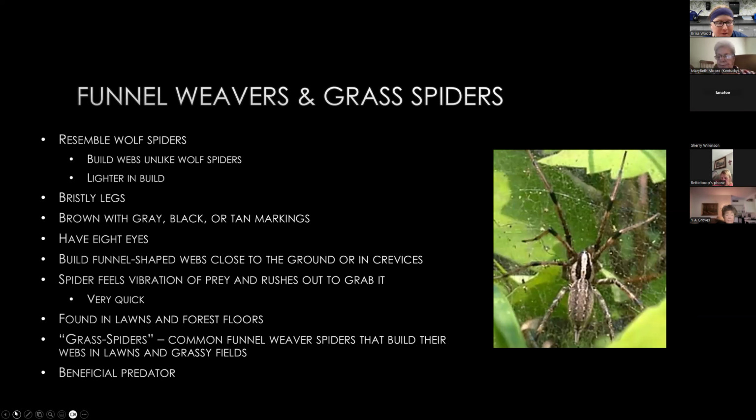A lot of times we find these in our lawns and our forests, but again, you might see it somewhere outside of your home. They're never really going to be ones to wander in the home.